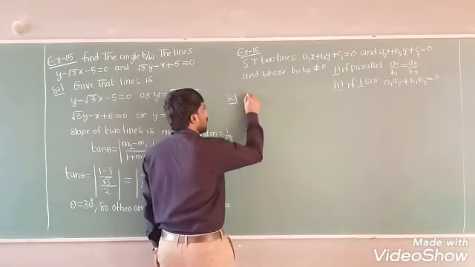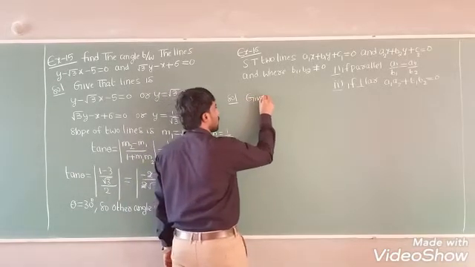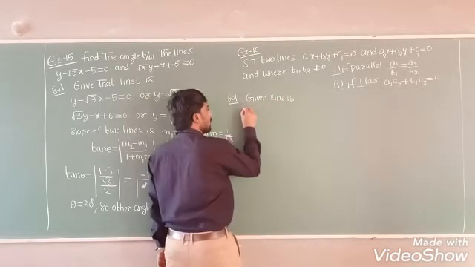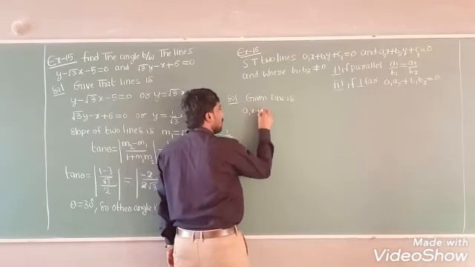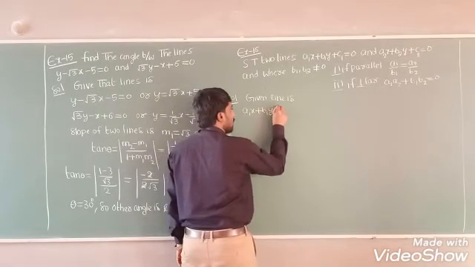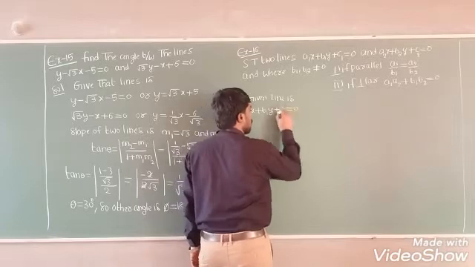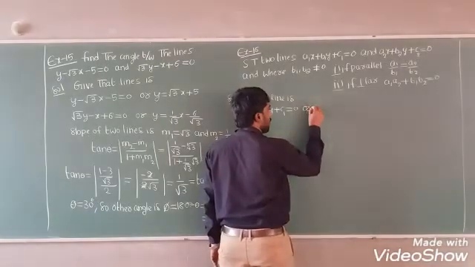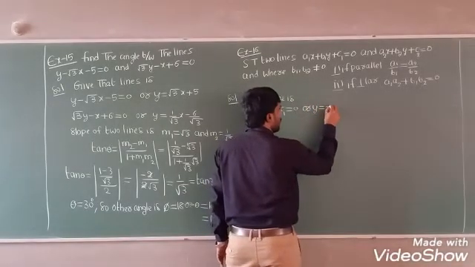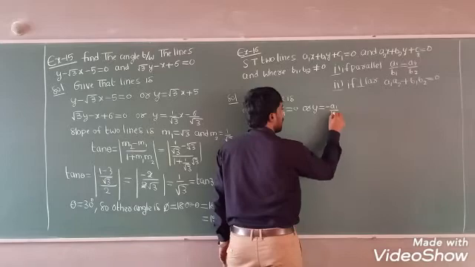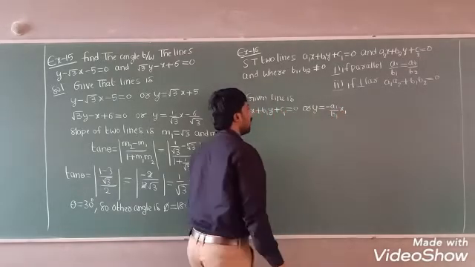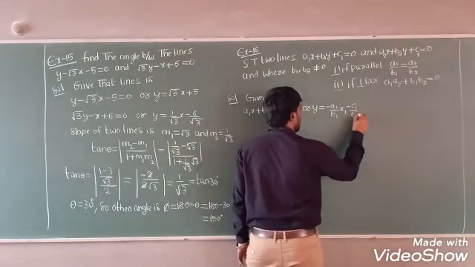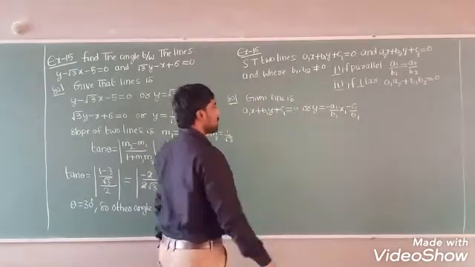Okay, we know that the given line is a1x plus b1y plus c1 equal to 0. Okay, so this one, if I write in y equal to mx plus c representation, what I will get? y equal to minus a1 by b1 into x minus c1 by b1. Okay, so this is the first equation.